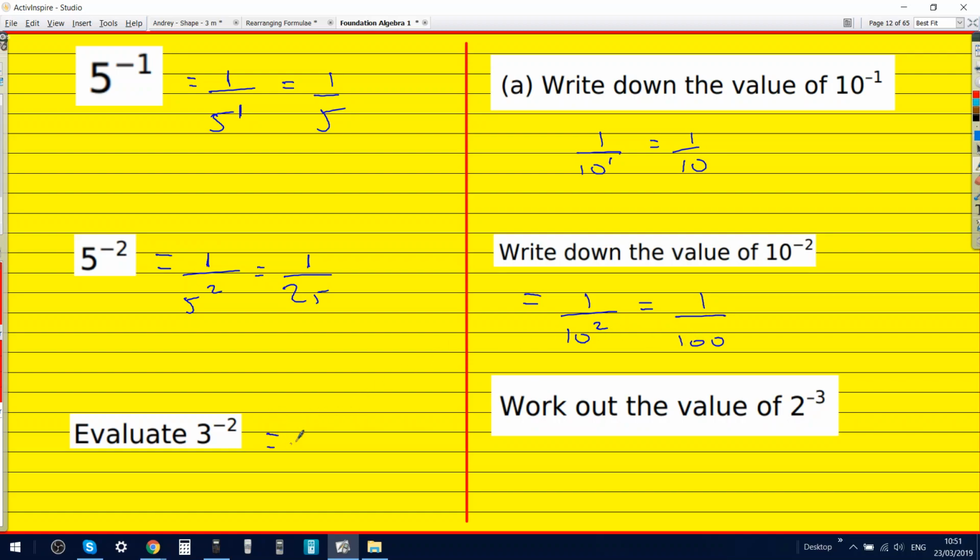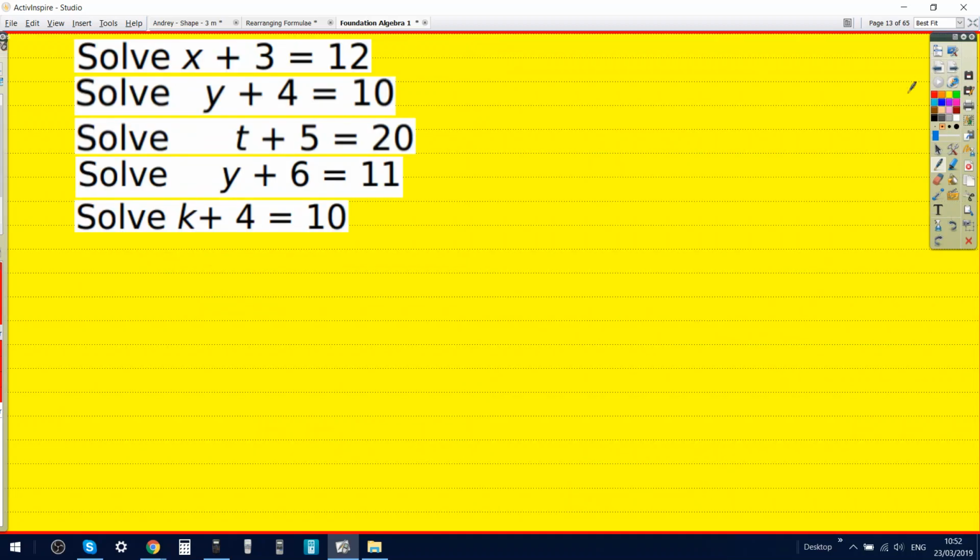Bottom left. That would be 1 over 3 to the power of 2, which is the same as 1 over 9. Bottom right. That would be 1 over 2 to the power of 3, which is the same as 1 over 16. That's to the power of 4. Oh, wait. 8, sorry. Yes. Well done. Okay, that's how that power thing works.